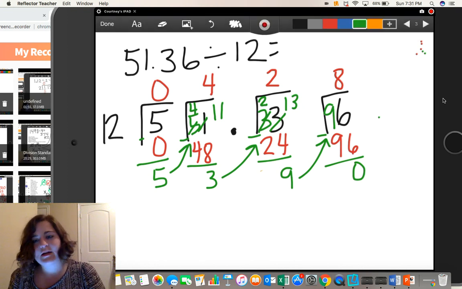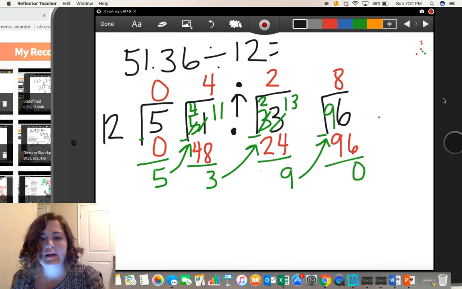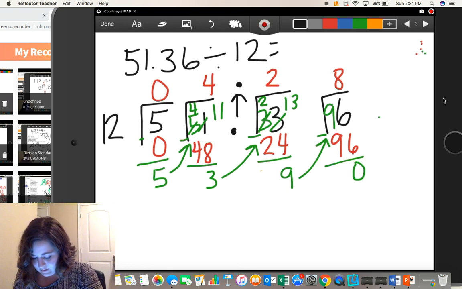Now that we're done dividing, we just need to bring our decimal straight up on our answer. So instead of 428, our answer is 4 and 28 hundredths. And we're going to check that with multiplication. 4 and 28 hundredths times our divisor, which is 12.